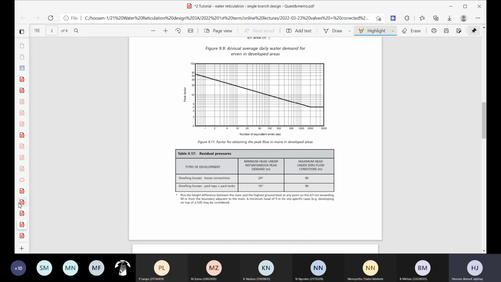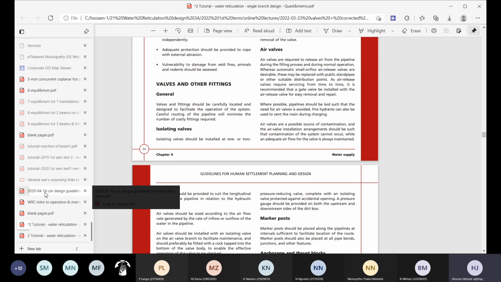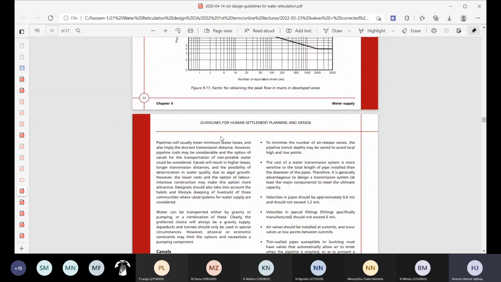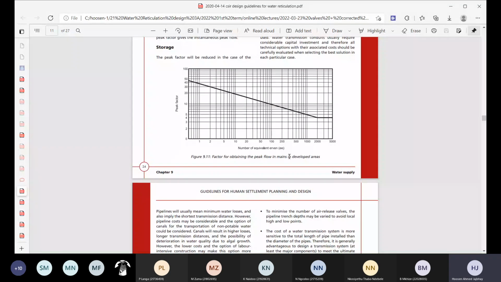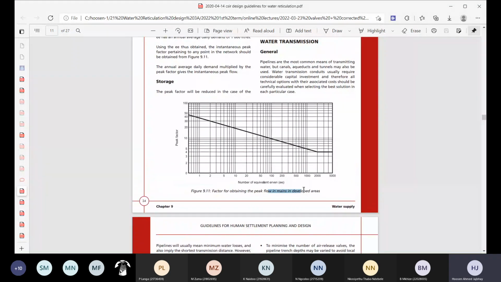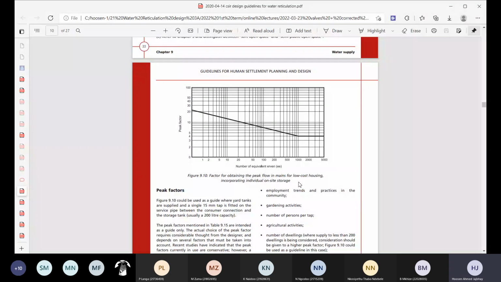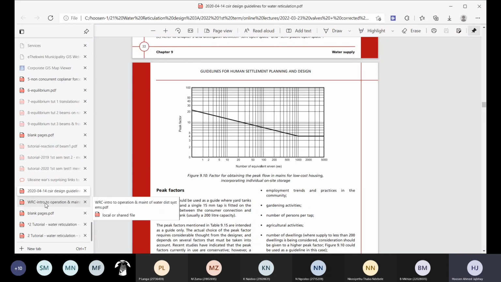In the CSIR guidelines, you'll come across two separate tables for the demand. Let me just go back here. The correct one to have used was this table here. It says developed areas right at the bottom. And there's another table a few pages before that. That's this one here. It says for low cost housing. So it looks similar, but the values you'll interpolate will be different. So I had used the wrong table for that. Okay, coming back to that particular one.